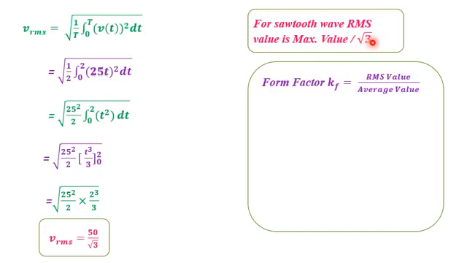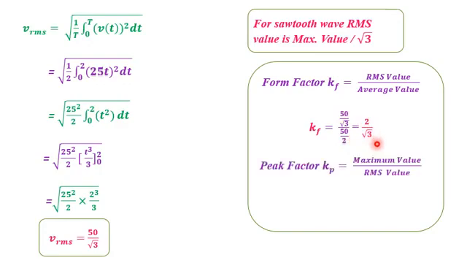Similarly, find the form factor and peak factor. Form factor is RMS value by average value. Substituting, we get 2 by root 3. And peak factor is maximum value by RMS value, that is 50 by 50 by root 3, which is equal to root 3. Here also we can see that the form factor and peak factor never depend upon the peak values of the given waveform.